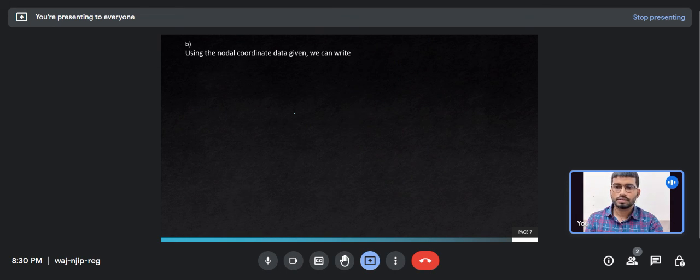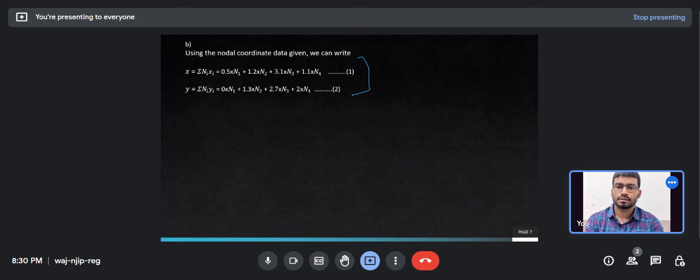Similarly, for the second element also, we will do the mapping. We will substitute the value of shape functions and the xy coordinates in the mapping functions. Okay. This is the mapping, right? From this mapping, we can easily map the point or the displacement field on the natural coordinate system to the physical space, or from the physical and local space to the natural coordinate system, right?